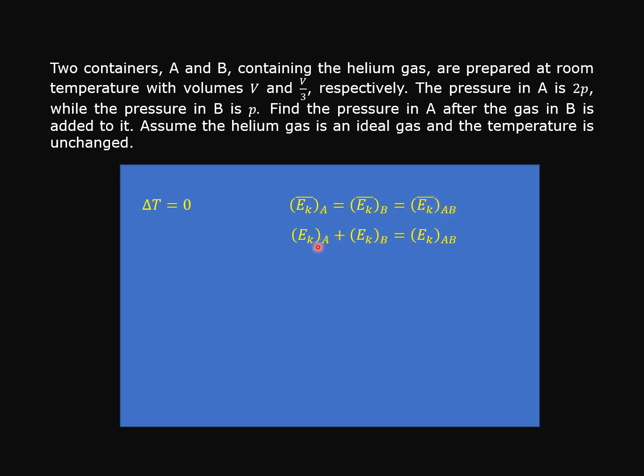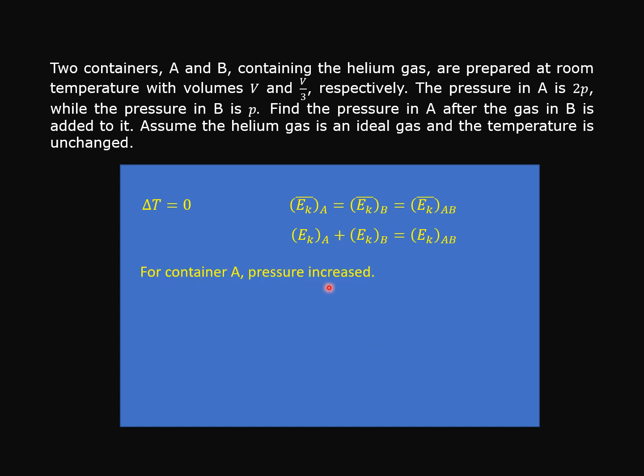But in terms of the total translational kinetic energy in container A, it does not remain the same, because the new total translational kinetic energy in container A is now equal to the summation of the total kinetic energy in container A plus the total translational kinetic energy in B. Okay, so the average quantity remains the same because there is no change in the temperature, but the total kinetic energy in container A is now increased because we have to add up these two terms.